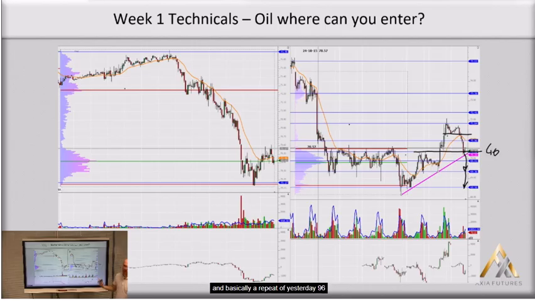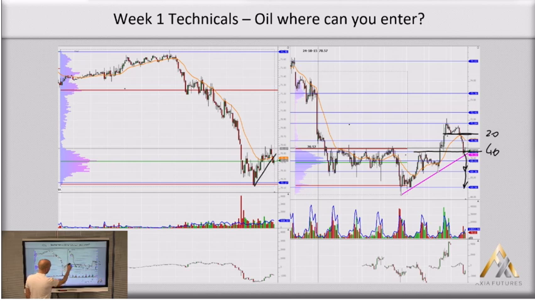And basically a repeat of yesterday, 96, and then that's 20, I believe. And then onwards from there. That's the way that I'd be trying to look at that. What you've then got to do is go, well, okay, for an hourly, I know what I think is going to happen. I know my levels. I know where I think it's going to go, what I want to do. Then you get onto a short time frame and go, well, what can I do about it? How can I actually take this trade on?